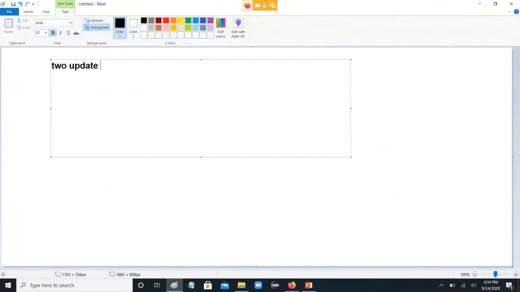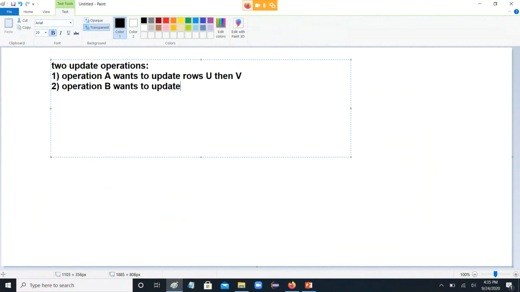Imagine there are two update operations, right? Number one, operation A wants to update rows U, then V. And there's a second one, operation B, that wants to update rows V, then U. Same rows, but different sequence.